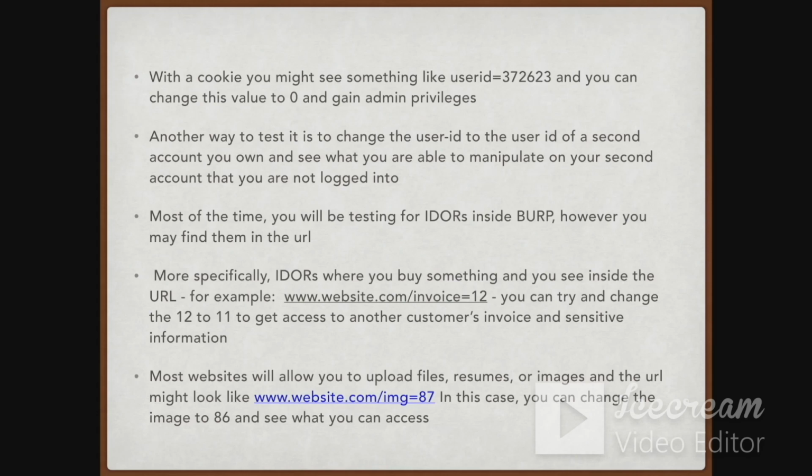For example, if you had 2 accounts, you'd take the user ID of your victim account and you would replace it on your attacker account and see if you can access parts of that application that you shouldn't under another user. If you were getting malicious with this, you would change the value to 0 or 1 and see if you could gain admin privileges to the web app.